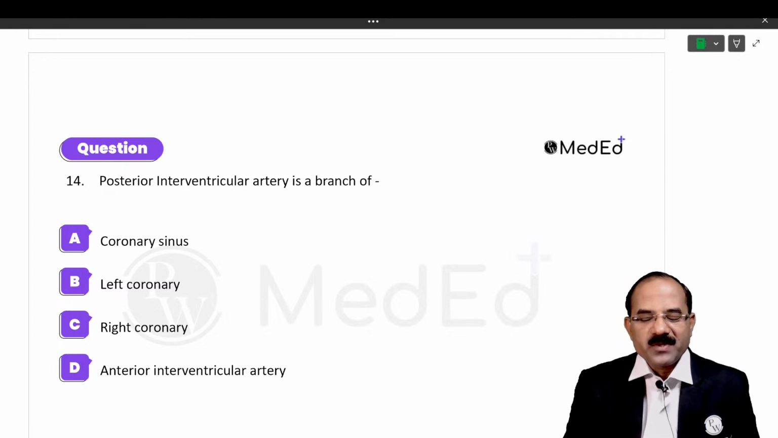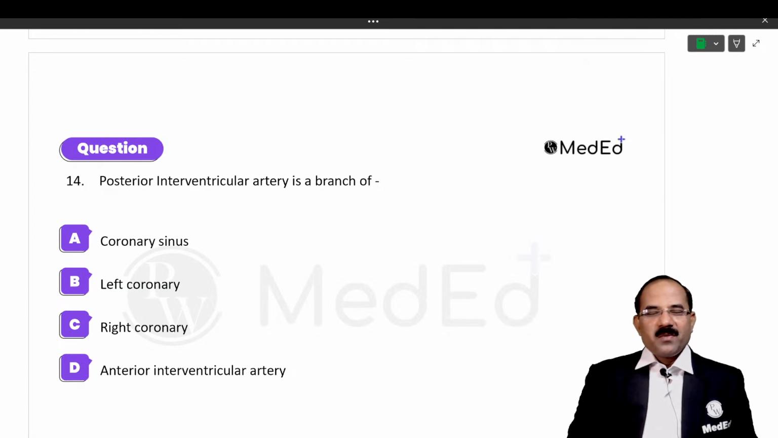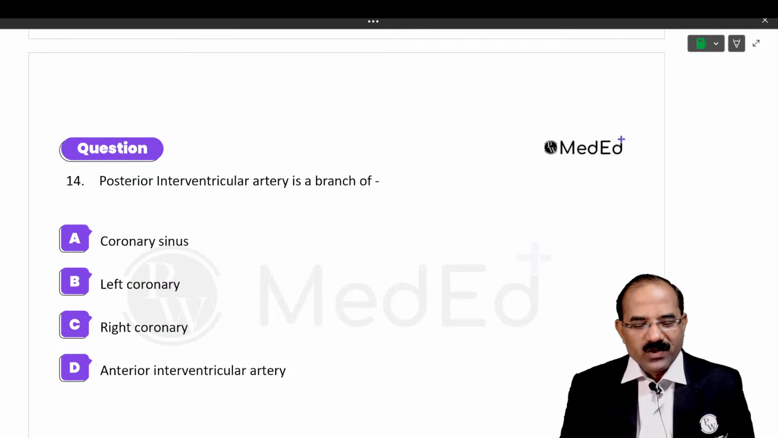Come on, students. The posterior interventricular artery is a branch of. Any guesses? What do you say? The posterior interventricular artery is a branch of.